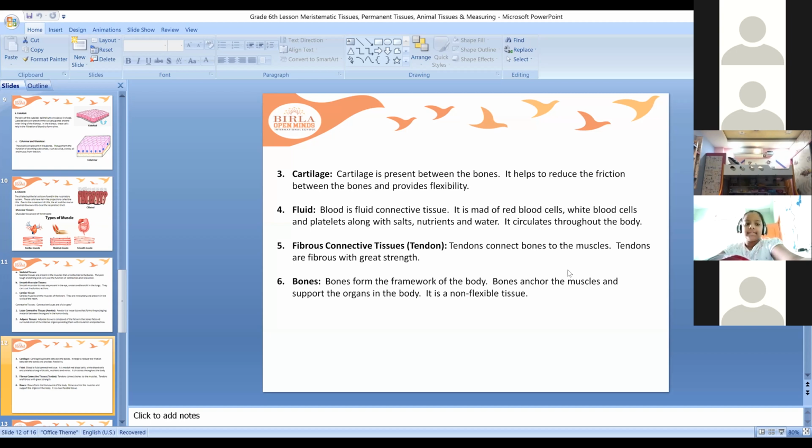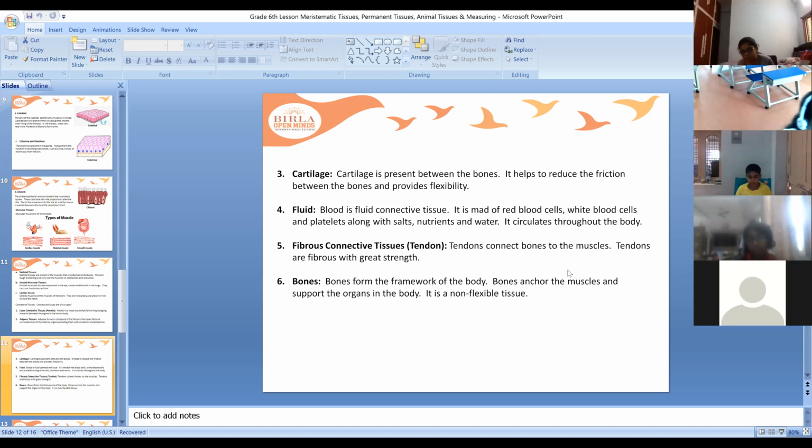Okay, children, the bones which are present in your legs, hands, and the skull, can they move? Can your skull move? No, it is non-flexible. Can your leg bone, are you able to fold it like your ear? No, because it is very strong. It is non-flexible, but it supports the organs in the body.